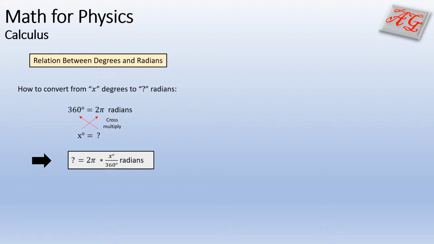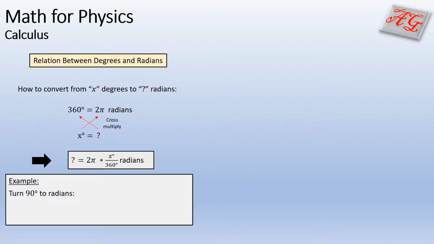To transform the angle in radians to degrees, it is just a matter of solving for x and making the proper replacement. For example, to convert 90 degrees into radians, we start by writing the question mark and replacing 90 degrees in the x in the equation.